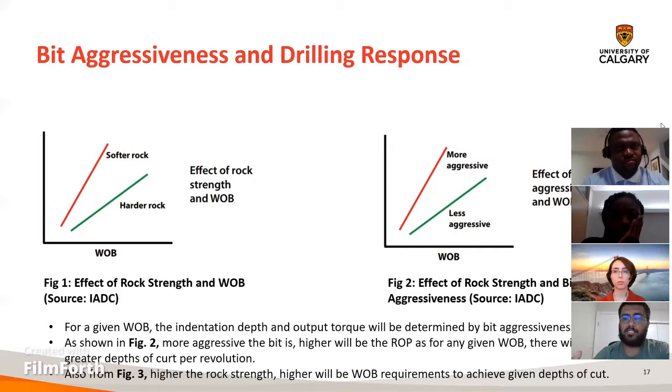The more aggressive the bit is, the higher the ROP will be, because for any given weight on bit, there will be greater depths of cut per revolution. And for higher rock strength, what is observed is that a higher weight on bit will be required to achieve the given depth of cut. So from this, we can infer that for a harder rock, or higher rock strength, we can use a more aggressive bit in order to achieve a given ROP. And that's what we've done there. Next slide, please.